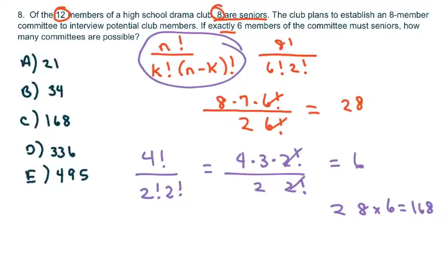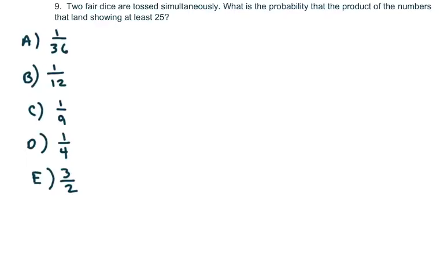Now, what you could have done for this, if you have your calculator, you could have done 8C, and we're taking 6 at a time, times 6C, and we're taking 2 at a time. You use the calculator, you could have done it that way as well. Okay, and the last one is a probability question.